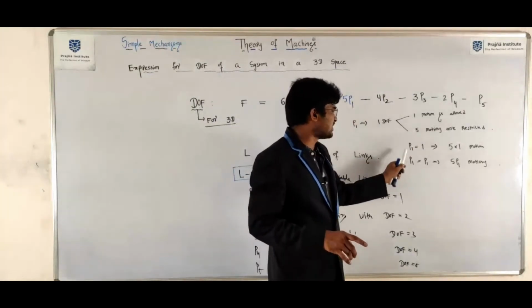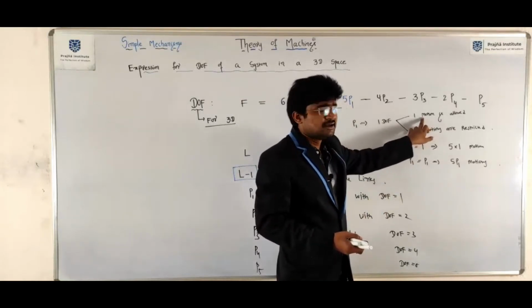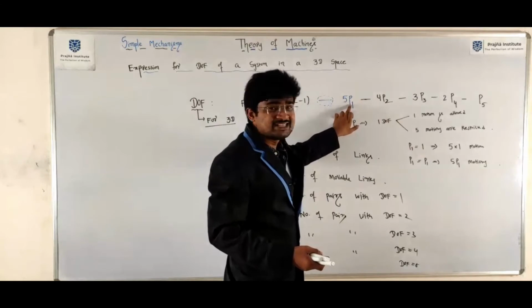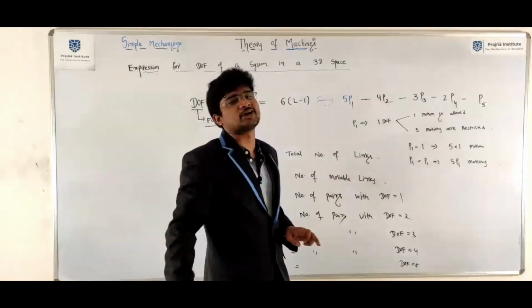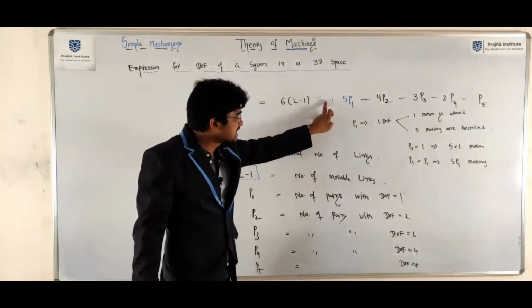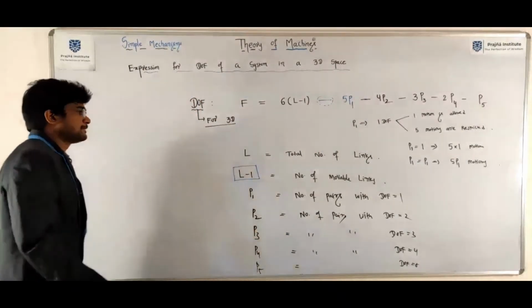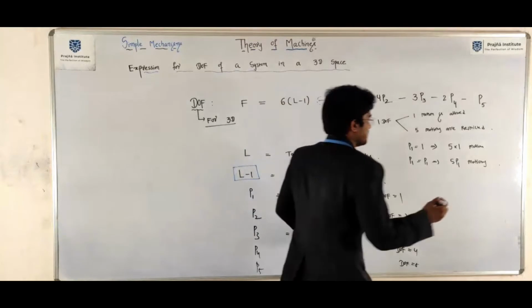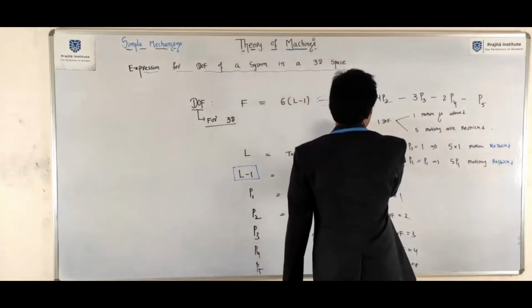P1 number of joints are there. Every joint allows one motion, restricting 5 motions. Total motions restricted: every P1 joint restricts 5, so a total of 5 P1 motions are going to be restricted. That is why you need to keep minus. F means allowed. So this is the thing.